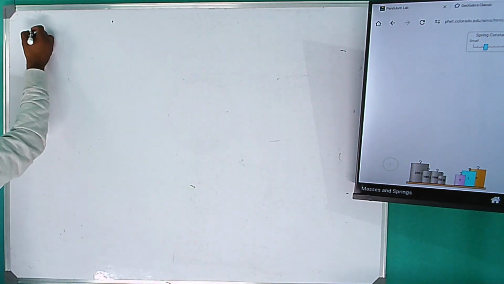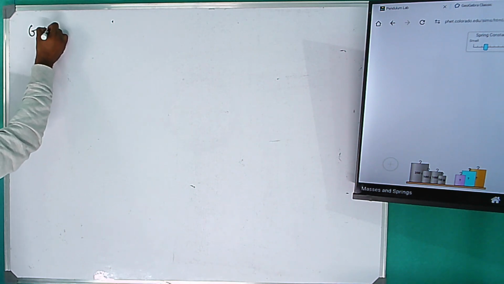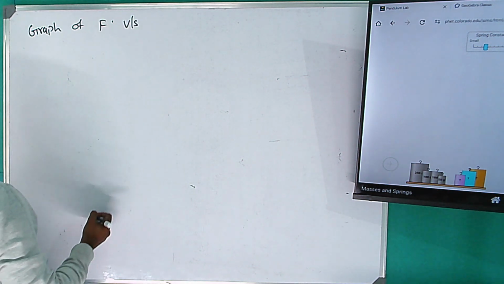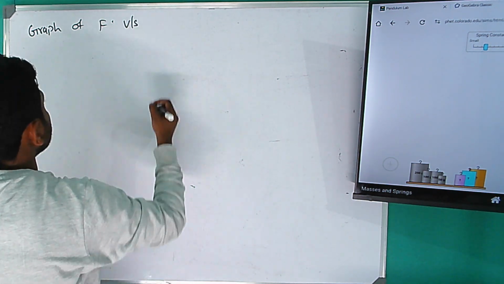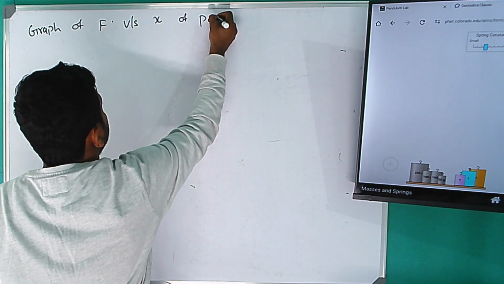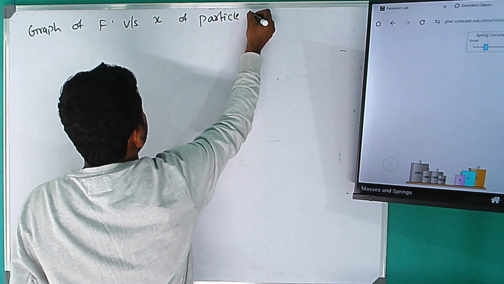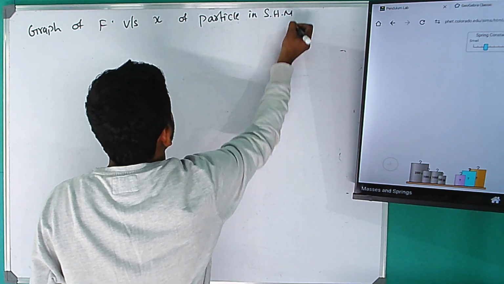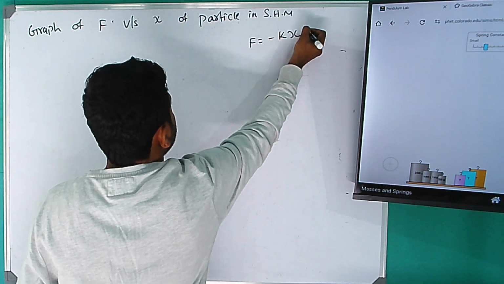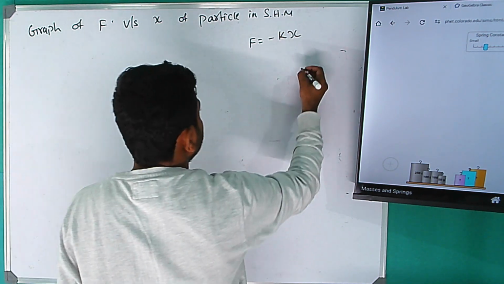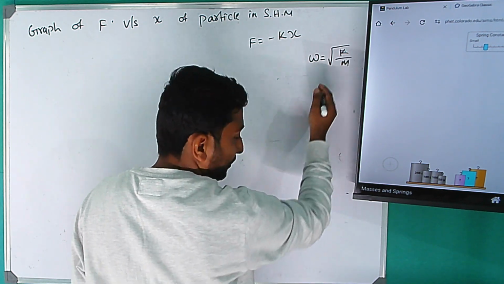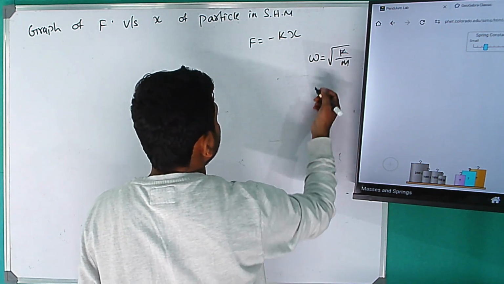So next topic is graph of force versus displacement of particle in SHM. Always remember F is equal to minus kx. Just now we have proven, so we have omega is equal to square root of k by m. So this is a familiar equation you already know.